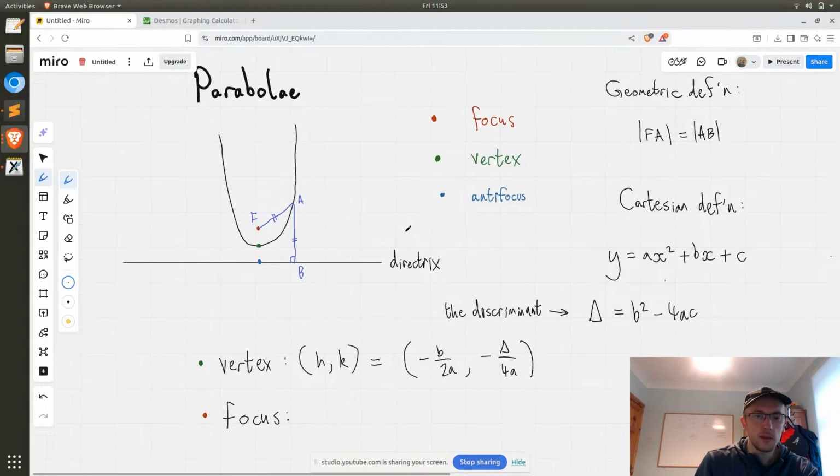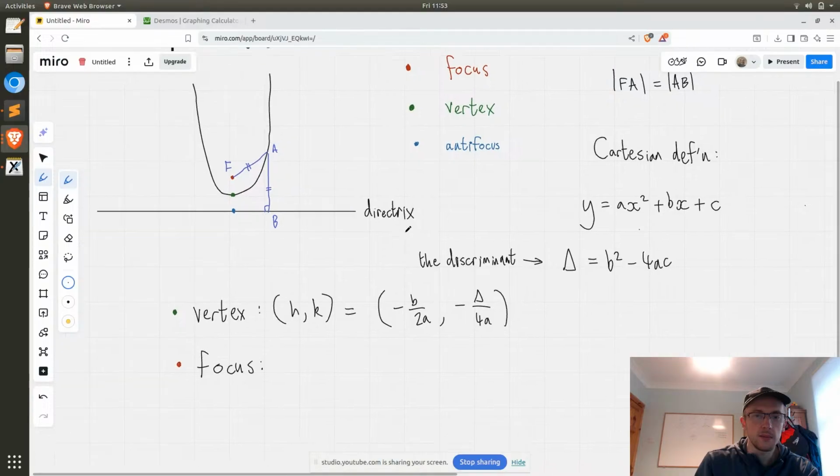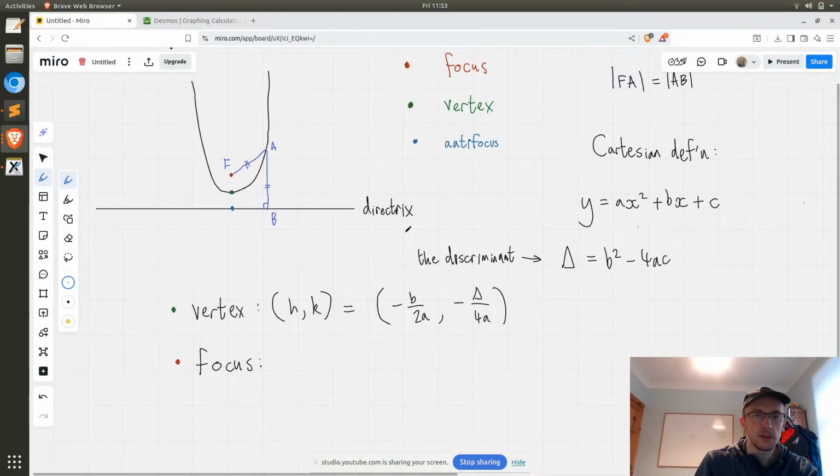Okay, so next would be the focus. So it's going to be on the line of symmetry as well. So the x coordinate of the focus and the anti-focus is going to be minus b over 2a in both cases.